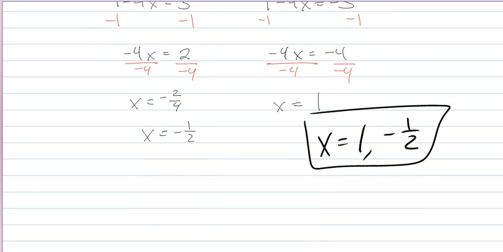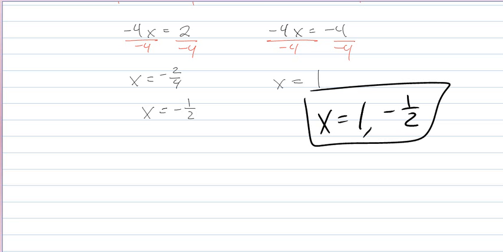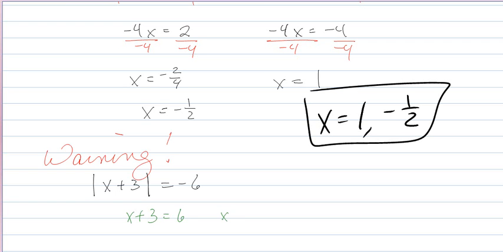Alright, now there's a caveat. That means, watch out. Warning. Say you've got a problem that says the absolute value of x plus 3 is equal to -6. Don't get so confident that you start doing, oh, look, so that's equal to 6, or this is equal to -6, because that's not going to work. Okay? You don't want to do this.